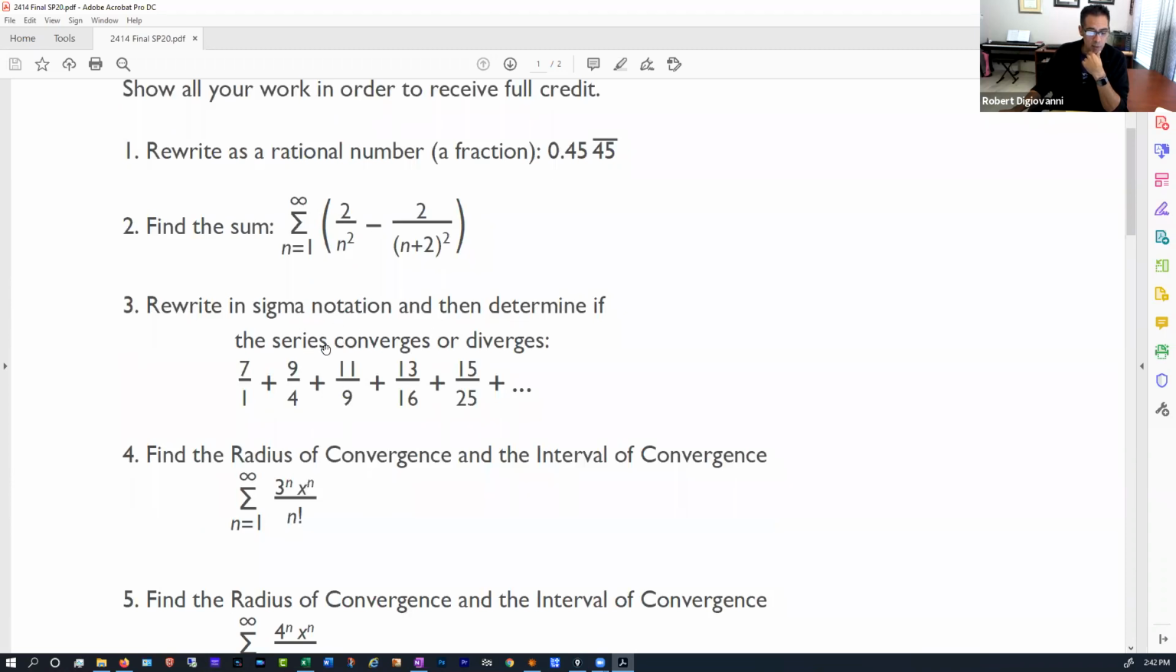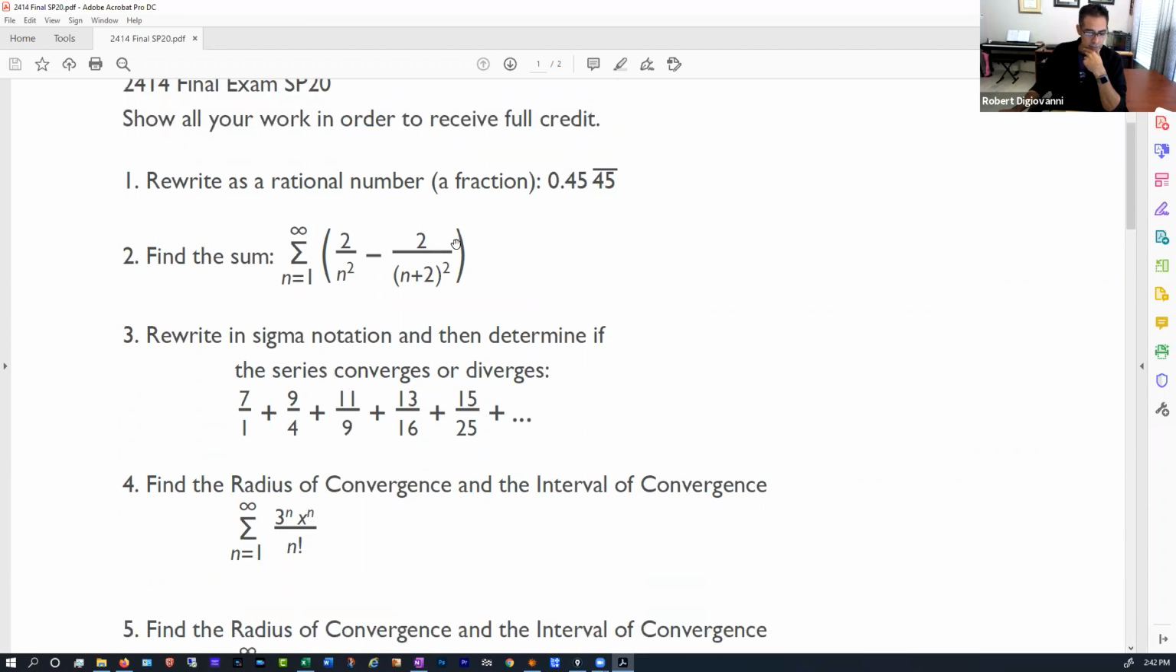Rewrite this in sigma notation. So first you have to figure out the formula that creates this, then figure out if it converges or diverges. But I don't give you any indication as to what method to use. So this might turn out to be geometric or harmonic or telescoping, or you might have to run an integral test or maybe a comparison test. That's about all you would be able to do on the final at this point, just those first three.